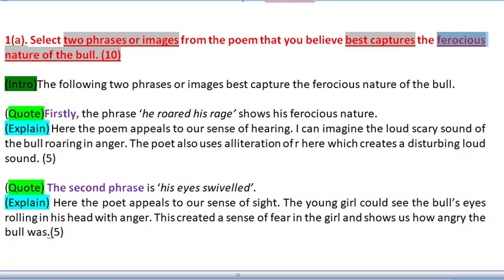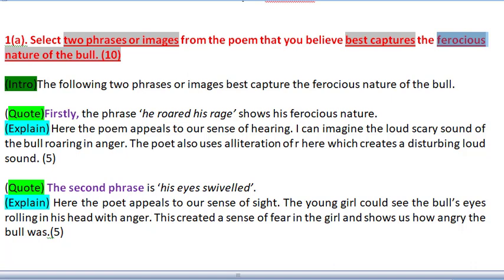Quote, the second phrase is "his eyes swiveled." Again, we have put logical order on our paragraph by starting off with the second phrase, and we have put our quote into quotation marks, open and closed. Then you explain how that shows the ferocious nature of the bull.